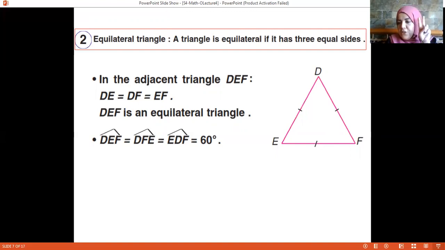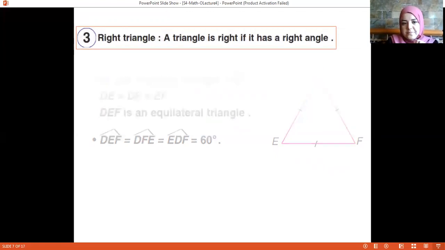So till now we learned two particular triangles, the isosceles triangle and the equilateral triangle. The isosceles triangle has two equal sides and two equal angles. The equilateral triangle has three equal sides and three equal angles.